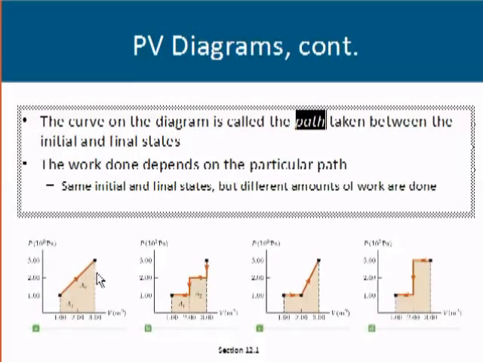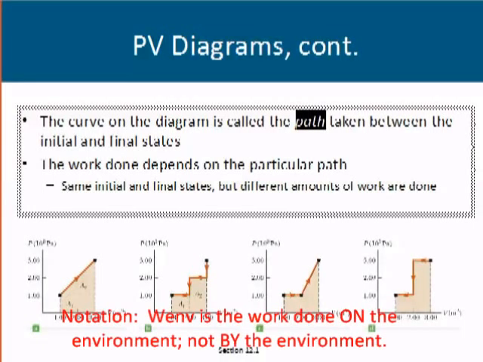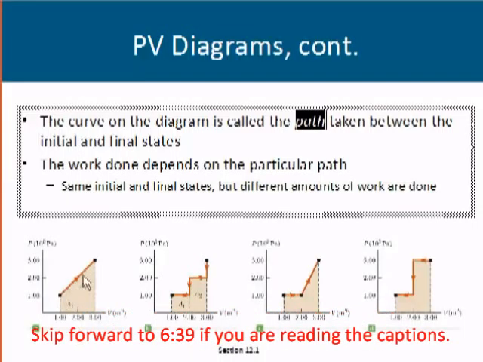First of all, the area under the curve tells us the magnitude of the work, and then the direction, whether it's going to the right or left, tells us whether the work is done by the gas or whether the work is done by the environment. Or more notationally correct, whether the work is done on the gas or whether the work is done on the environment. In this case, the gas is doing the work.